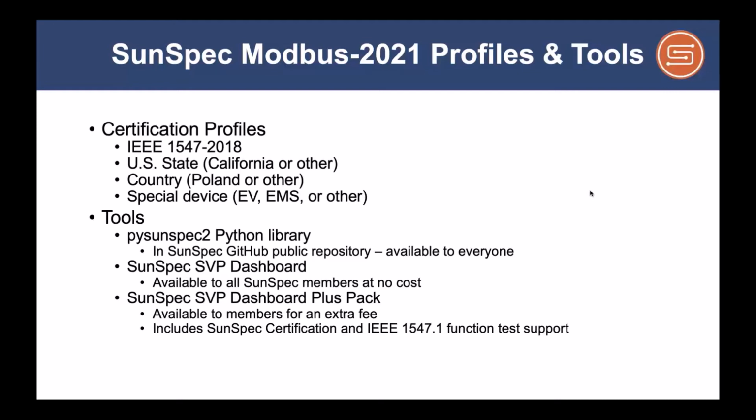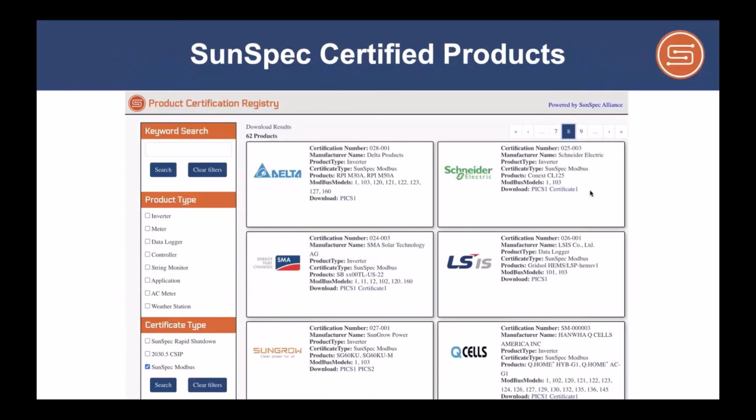And on the tools front, we have updated as well the PySunspec 2, the Python library. This is in very broad use by implementers. The 2 indicates that it's for second generation, so it includes support for all the JSON objects. You can get that at GitHub. Just search for the SunSpec project there. SunSpec Dashboard, which you'll hear about more in just a moment, is available to members at no cost. And as I mentioned, the Plus Pack, which is available to members for an extra fee, also includes automated testing and scripting for SunSpec certification and IEEE 1547.1 functional testing support. We'll get into detail on that, so I won't waste time here other than to note that this exists as a tool for you.